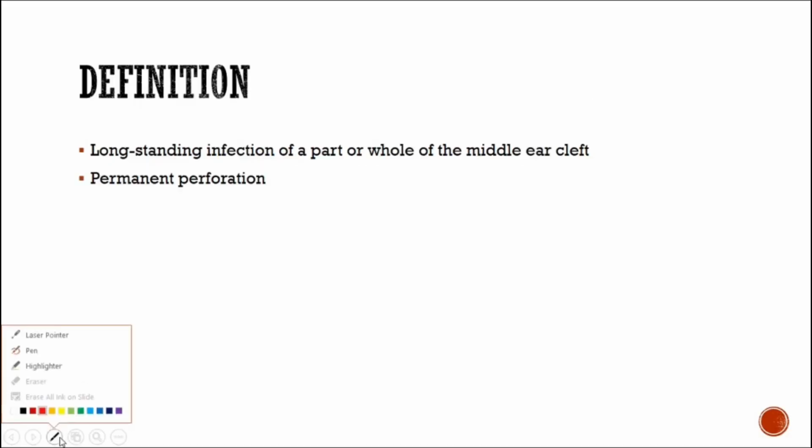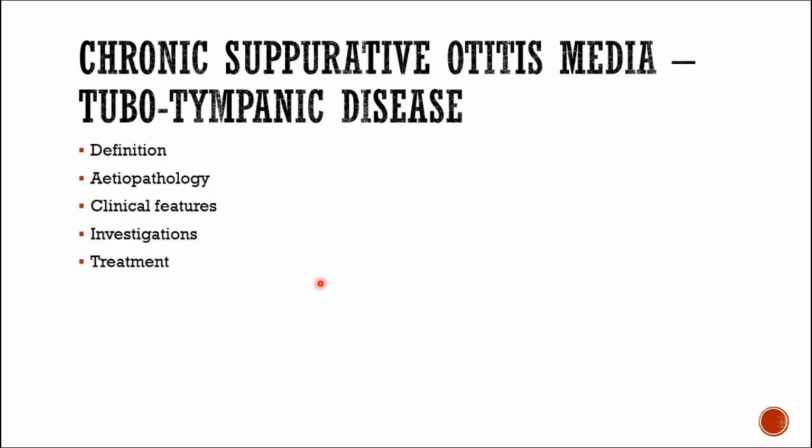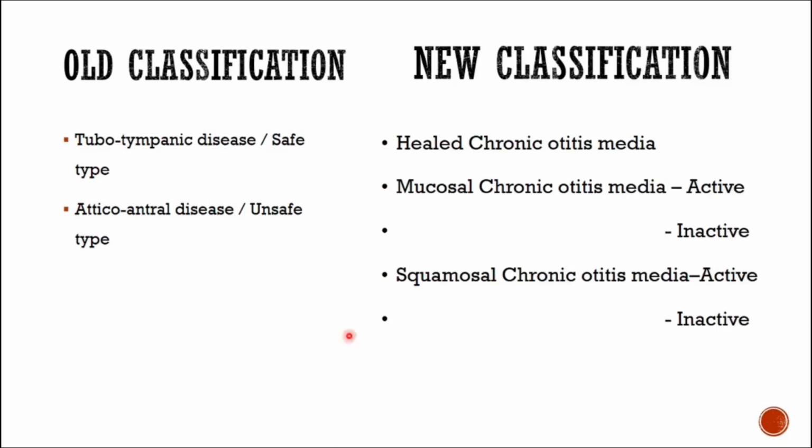If you see the definition, chronic otitis media is nothing but a long-standing infection which is involving the middle ear cleft, either in part or the entire middle ear cleft. And there will be a permanent perforation for the patient. So this is the definition for chronic otitis media. I hope everyone understood this classification. Is anybody having doubts with this classification?